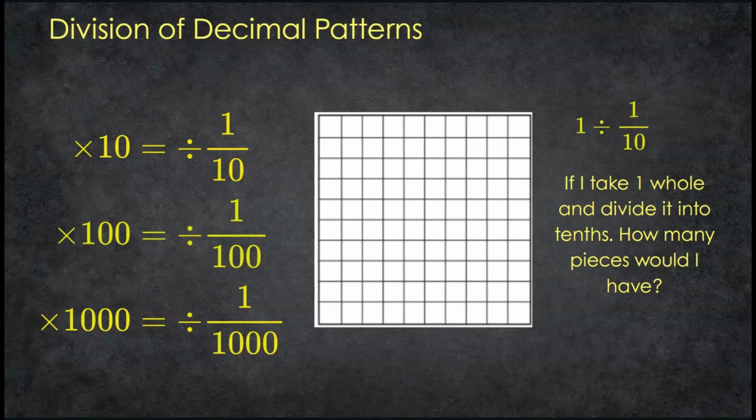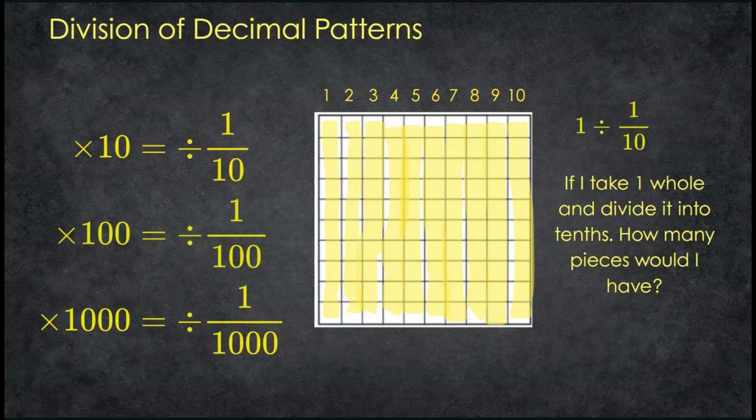So here's my whole, and I want to divide it into tenths. There's a tenth. There's another tenth. A third tenth. A fourth tenth, fifth tenth, sixth tenth, seventh tenth, eighth tenth, 9/10, and then finally here's my 10/10. So I took my one whole and I divided it into tenths. How many pieces did I have? I had 10. So 1 divided by tenths is actually 10. And again, you can now see why it's the exact same thing as 1 times 10.